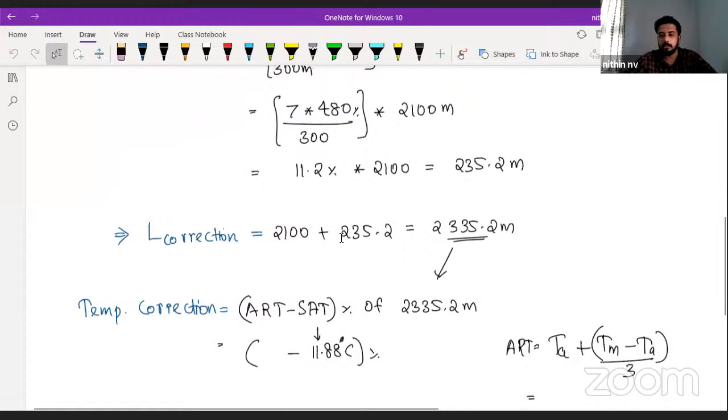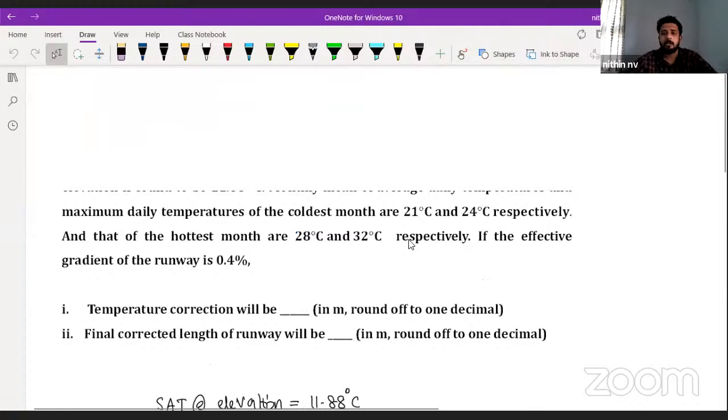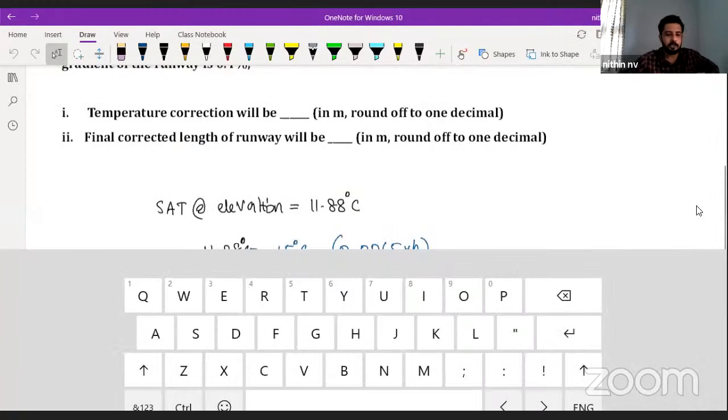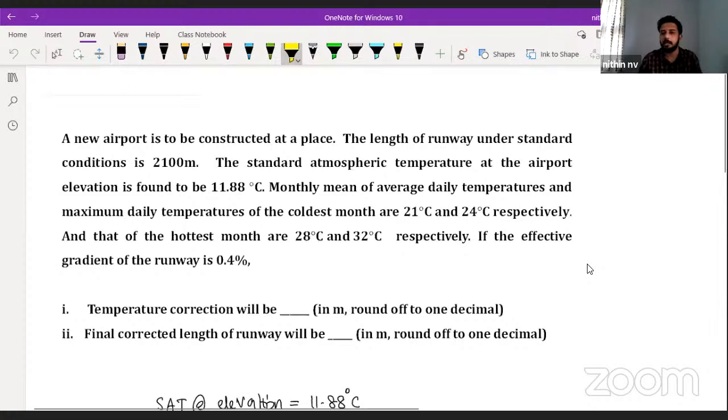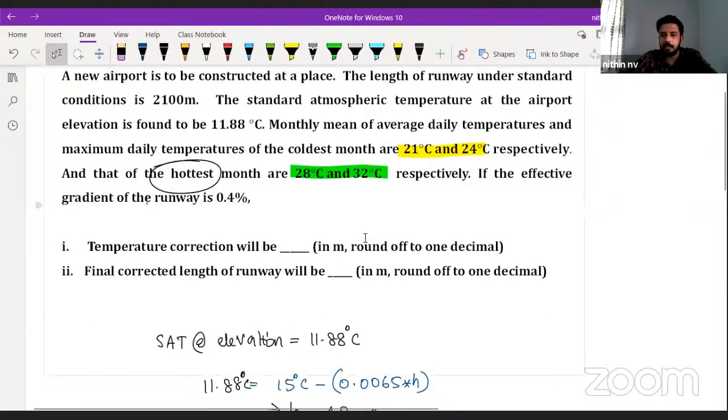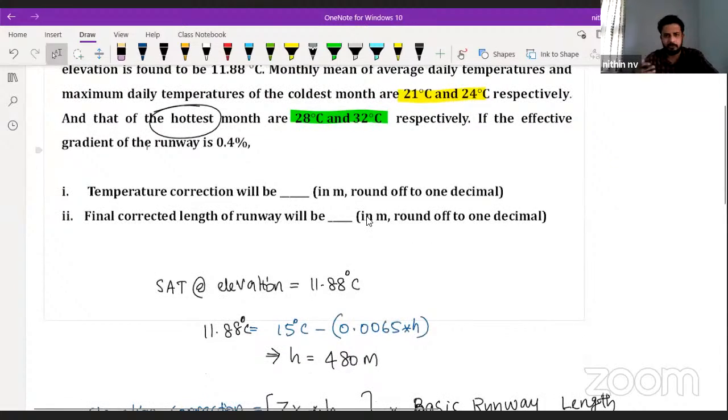But if you look at the data, they have given two sets of values. Which data will you take? Will you take this yellow combination or this green combination? Very good, green combination. Why? Because we have to take it for the hottest month. Generally, they will give only that data. I was just trying to make a twist question, purposefully making it more complex. So that data you have to take, 28 and 32.